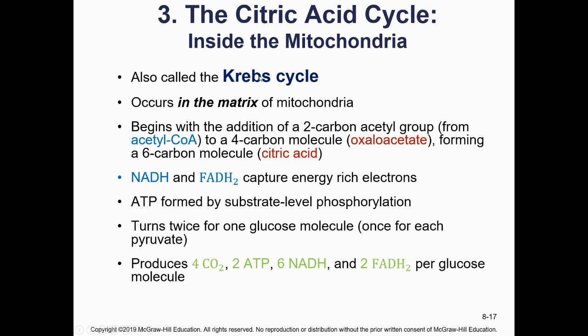So my end products from the citric acid cycle, I end up with 4 carbon dioxides produced as waste product. I get 2 ATPs. I get a little bit of energy out of this. And then I've got 6 of my NAD taxicabs and 2 FAD taxicabs that will carry some hydrogens off to the electron transport chain.